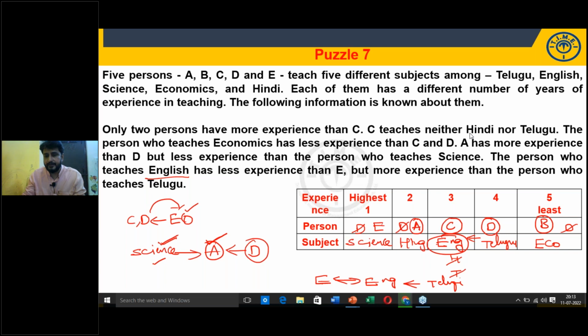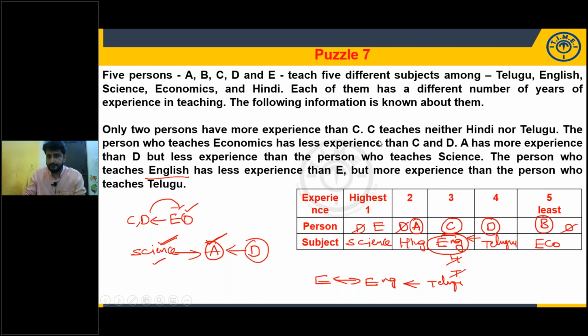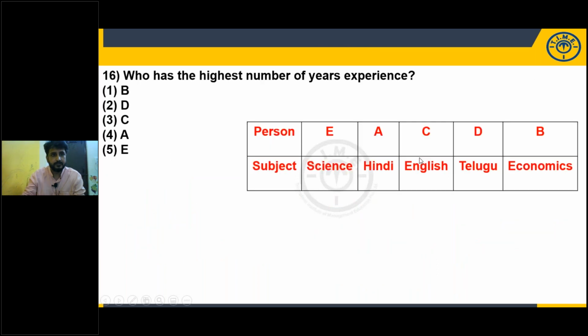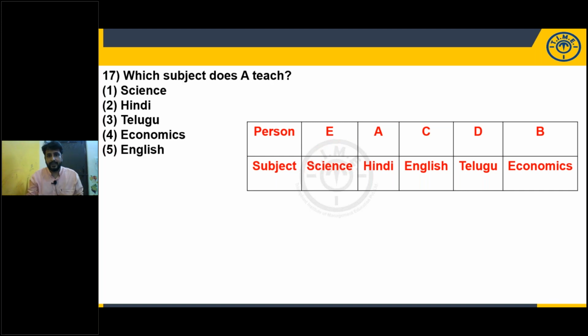Anyone want me to repeat? No. Thank you. Let's answer the questions given below this. Who has the highest number of years of experience? E. Choice 5. Which subject does A teach? Hindi. Choice 2.